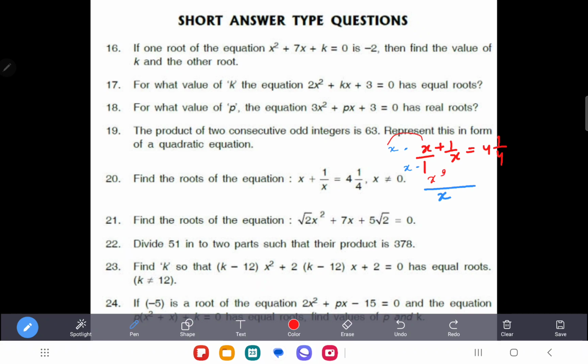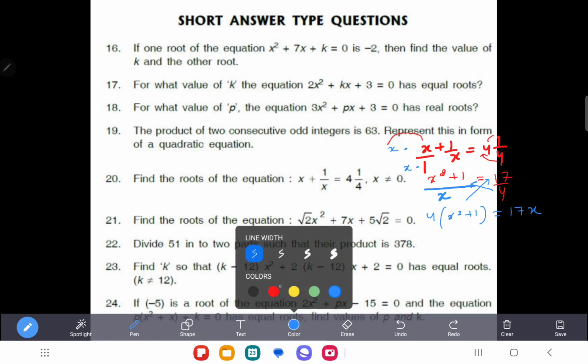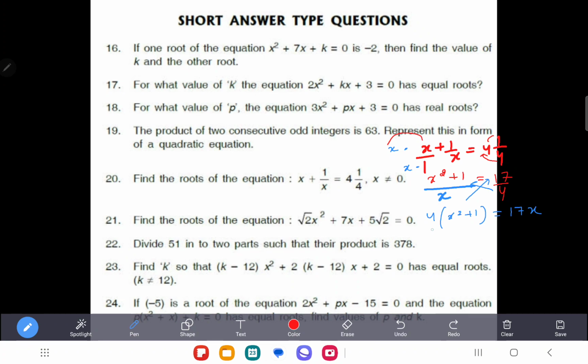So it is going to become x square plus 1 is going to be 4 times 4, 16 plus 1, 17 over 4, isn't it? And can I just crisscross? So 4 times x square plus 1 would be 17x. So that would become 4x square plus 4 is going to be 17x. So 4x square minus 17x plus 4 is going to be 0.